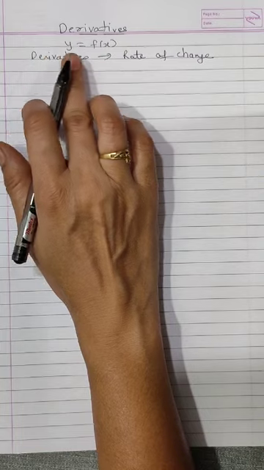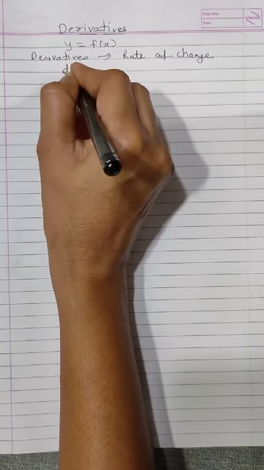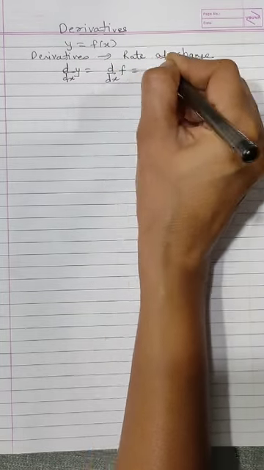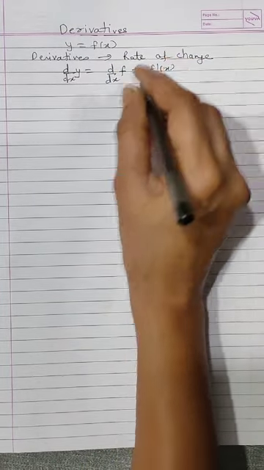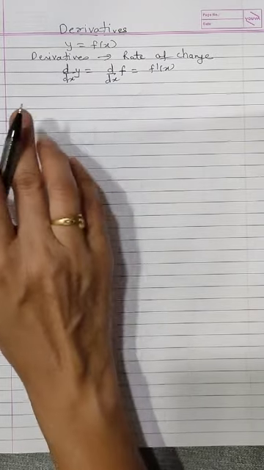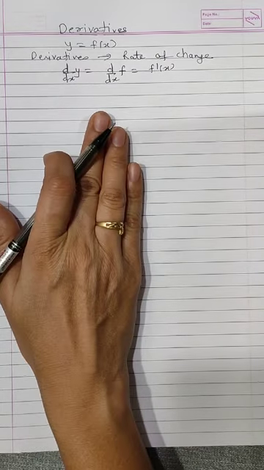Now in maths, y equal to f of x, so derivative means d by dx of y, and that is nothing but d by dx of f, and we denote it by f dash of x. So this is the general definition of derivative. Now in standard 11th we have taken some formulas. We will revise that formula.